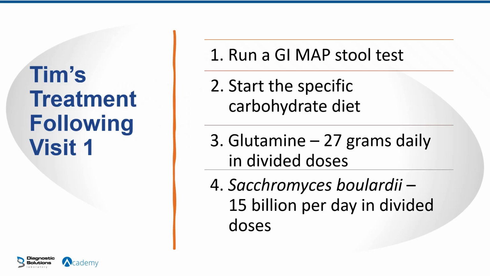Back to Tim. What did we do for him? We ran a stool panel, the GI map. We started the specific carbohydrate diet after he collected his stool. We gave him 27 grams of glutamine daily and Saccharomyces boulardii at 115 billion in divided doses.